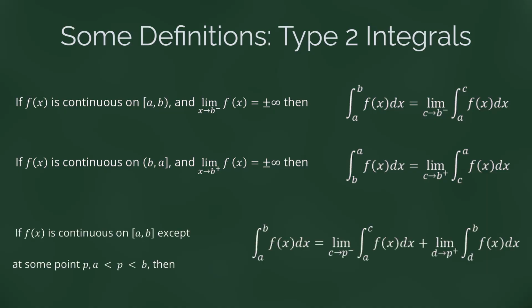And finally, if f of x is continuous on the interval a to b, except at some interior point p between a and b, then we'll define the definite integral from a to b of f of x dx as the limit as c approaches p from the left of the definite integral from a to c of f of x dx, plus the limit as d approaches p from the right of the integral from d to b of f of x dx.